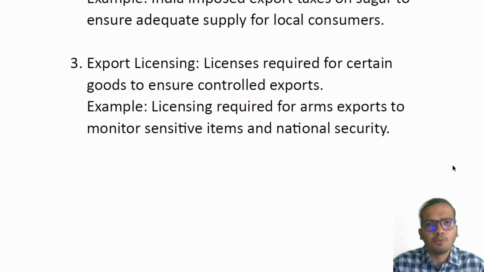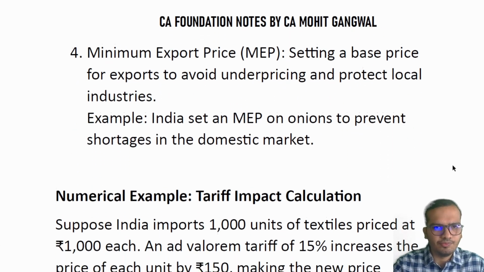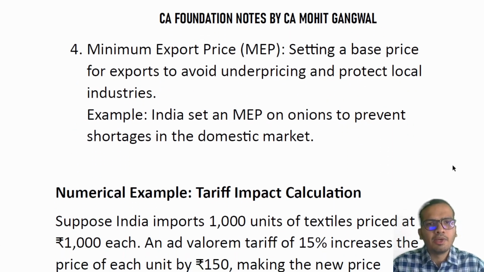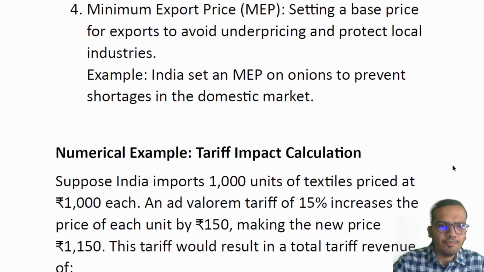Third comes export licensing. So licenses required for certain goods to control export. Example, licensing is required for arms export to monitor sensitive items and national security. Then comes minimum export price, MEP. So setting a base price for exports to avoid underpricing and protect local industries. Example, India sets an MEP on onions to prevent shortage in the domestic market.